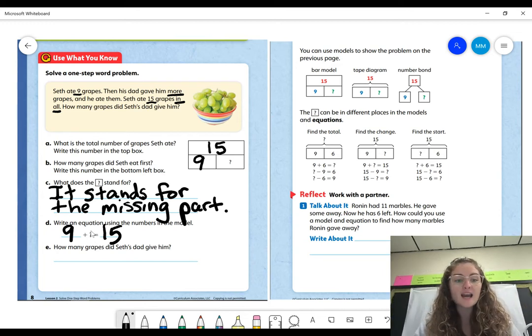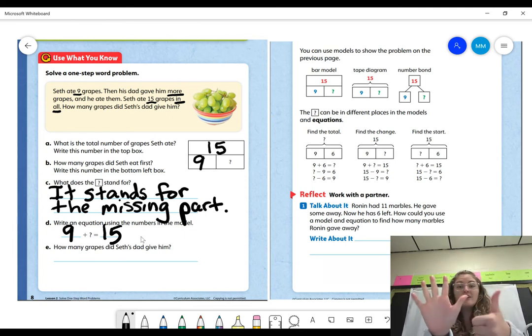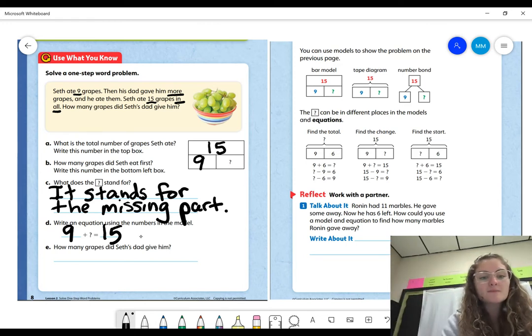What strategy can we use to find this missing part? We can count on. We can make a fact family, but we can start with 9 and count on to 15. So let's do that together. Ready? 9, 10, 11, 12, 13, 14, 15. How many grapes did Seth's dad give him? 6. So how many grapes did Seth's dad give him? 6 grapes. All right, so we found our missing part.